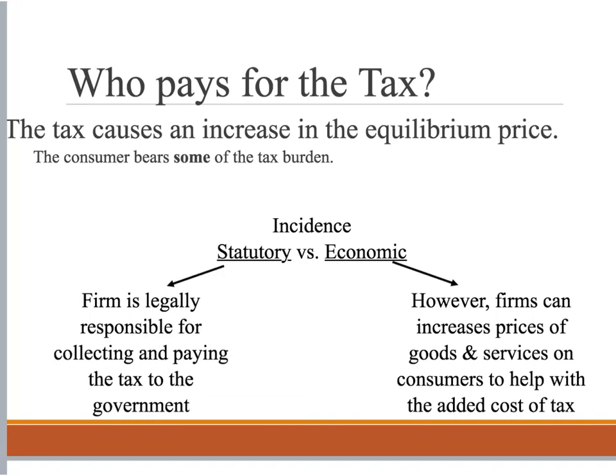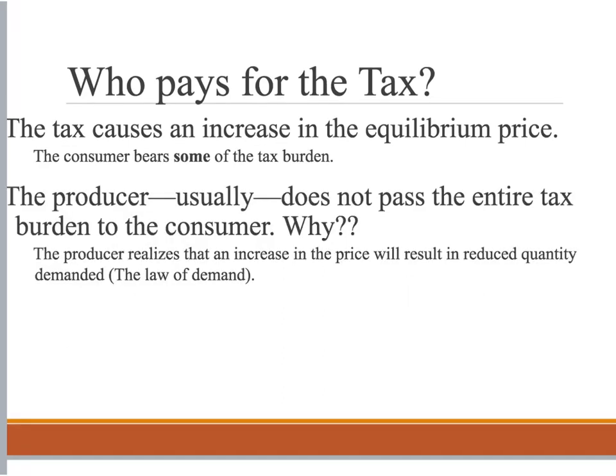While the firm has the statutory incidence, the economic incidence of tax can be distributed amongst the firms and household sectors by increasing the price of the firm's products. The producer, usually, does not pass the entire tax burden to the consumer. Why is this the case? Because the producer realizes that an increase in the price will result in reduced quantity demanded, which is the law of demand, as their consumers will look for cheaper substitutes and are also less willing and able to purchase your product, thereby diminishing the firm's revenue stream.